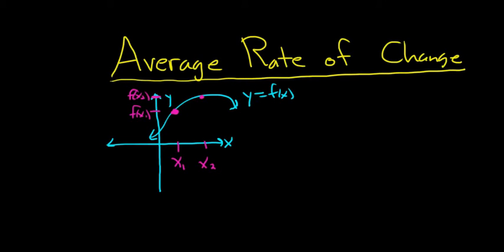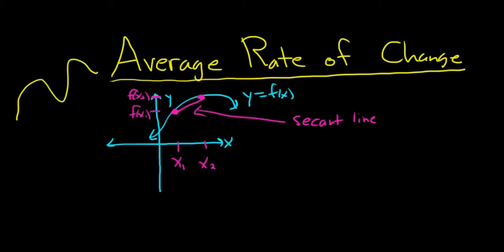sub 2. Okay, so if we draw a line connecting these 2 points, this line has a name. It's called the secant line. And so the average rate of change is just the slope of that line. So again, if you draw any random graph, take 2 dots and connect them, you get a line. The average rate of change of the function from here to here is the slope of that line. So it's just a rate of change, and we measure it by drawing a line between 2 points. That's called the secant line, and the slope of that line is called the average rate of change.